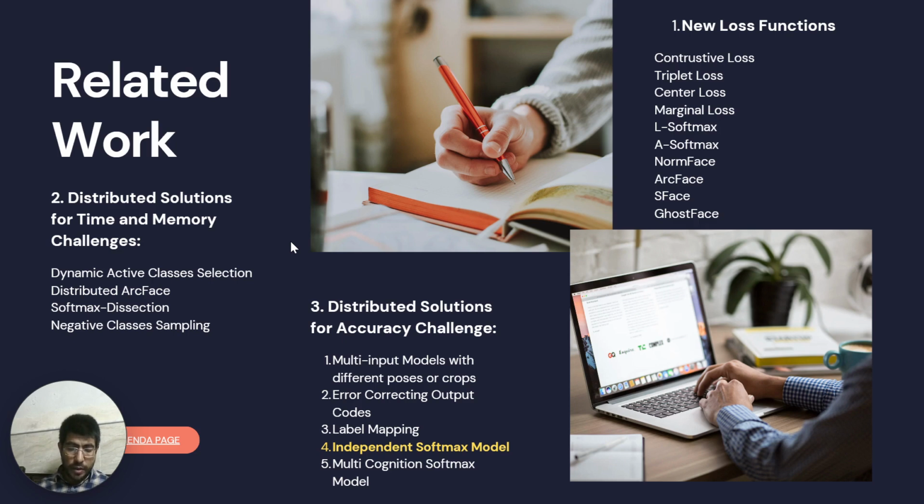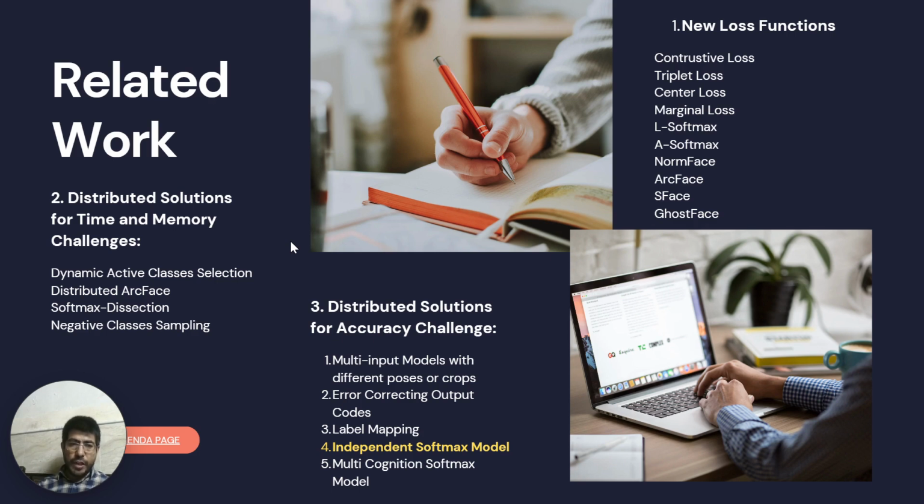The main issue with the existing methods in Group 1 is that if the number of classes exceeds a certain threshold, i.e., the limits of available memory, their implementations become unfeasible and also increase the risk of overfitting. Group 2 methods were proposed to facilitate the implementation of face recognition at large scale, thereby addressing the memory issue. Some of the most significant methods include dynamic active classes selection, distributed ArcFace, softmax dissection, negative classes sampling. These methods typically reduce recognition accuracy but enable the implementation of face recognition systems at large scales.